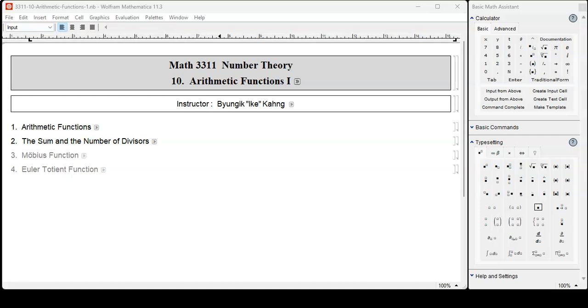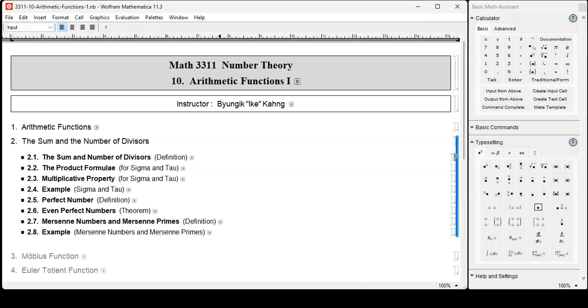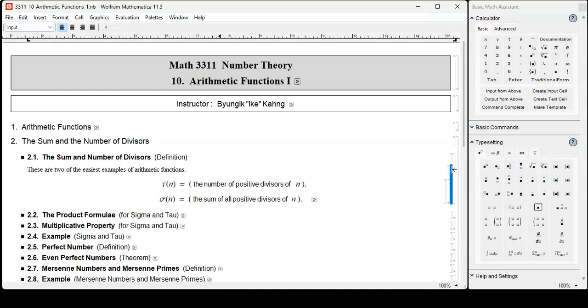Hello students, welcome back. We just completed section 1, in which we studied arithmetic functions in general. Now let's go to section 2, which considers one specific example, rather two specific examples, the sum and the number of divisors functions. As a matter of fact, we can argue it's just one example.